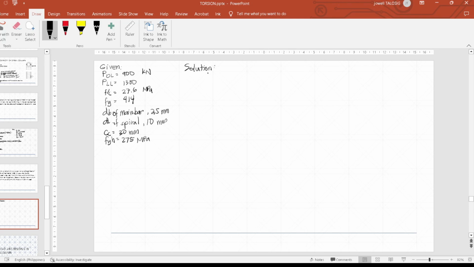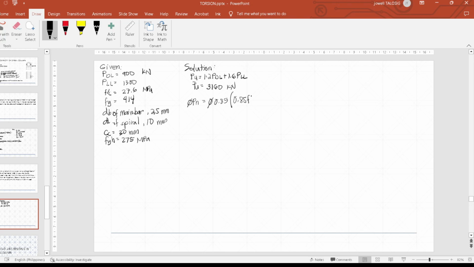Alright? So, ang gagawin dito, class, is for us to solve the required axial load na kakarga ng ating column. Okay? So, from the load combination, 1.2 dead load plus 1.6 live load. Alright? So, Pu is equal to 1.2 dead load plus 1.6 live load. So, Pu is equal to 3160.